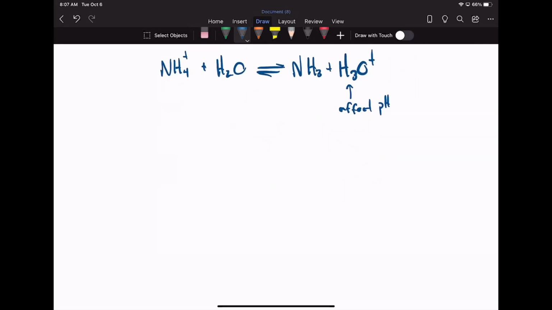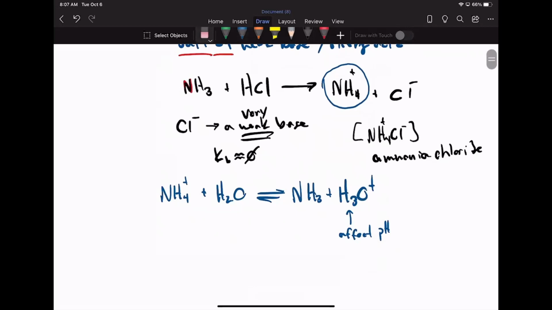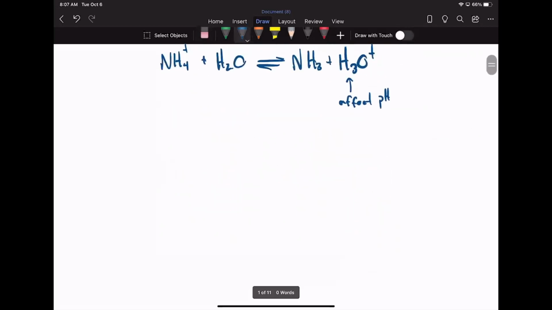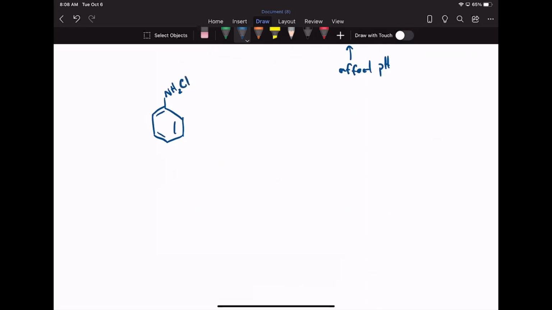So looking at the salt of a strong acid, weak base, right? So let's take aniline chloride. We just did ammonium chloride. Well, let's take a look at aniline chloride. So let's say we put aniline chloride into a mixture of hydrochloric acid. So this is aniline. Oh wait, no, we'll just take aniline for a second.